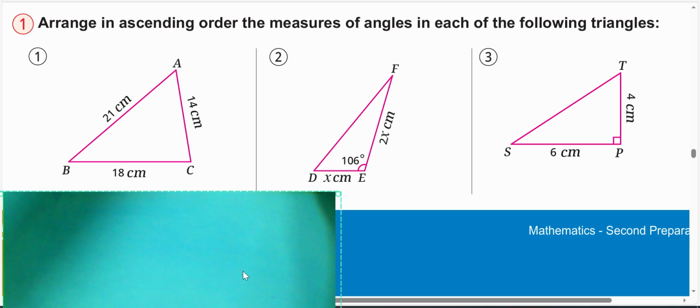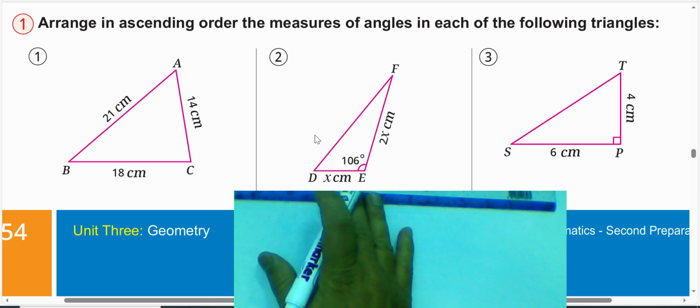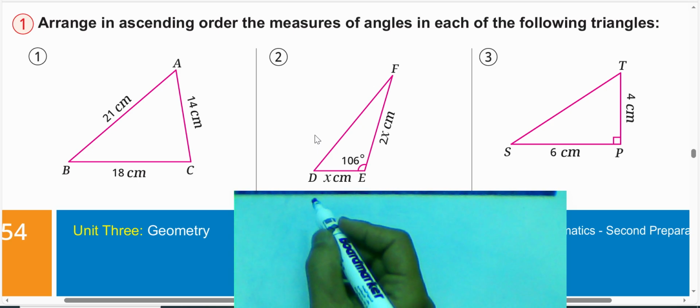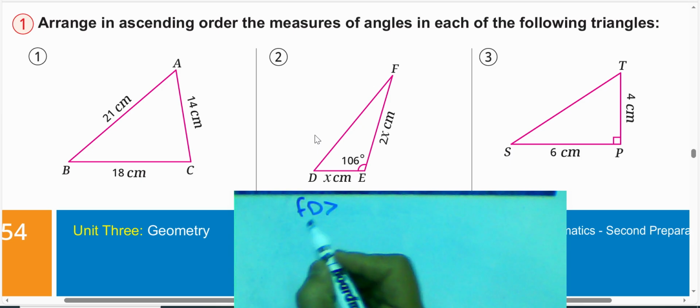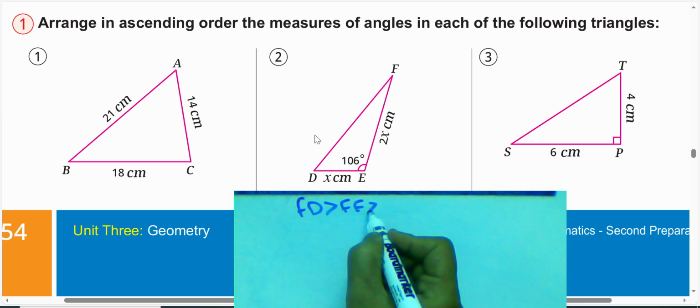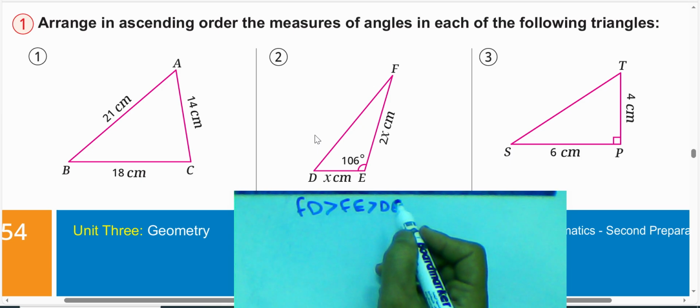Next, question number 2. We have 106 centimeter and we have 2x and x, then ED is the greater side because we have an obtuse triangle. In the opposite side, FD will be the longest side, and then FE and then DE. Okay.